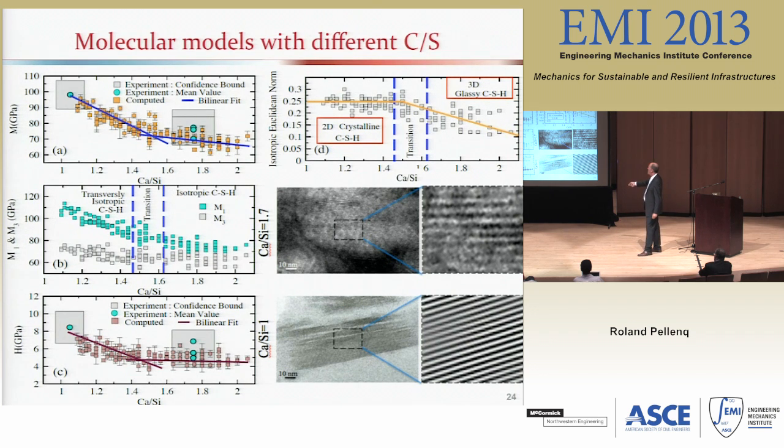And you see that with increasing C over S, we have a transversely isotropic CSH structure that becomes isotropic CSH here. We can reformulate the same thing by measuring the isotropic Euclidean norm, and we actually have a transition at around 1.5 from a 2D structure to a 3D structure when it comes to measuring mechanical properties.